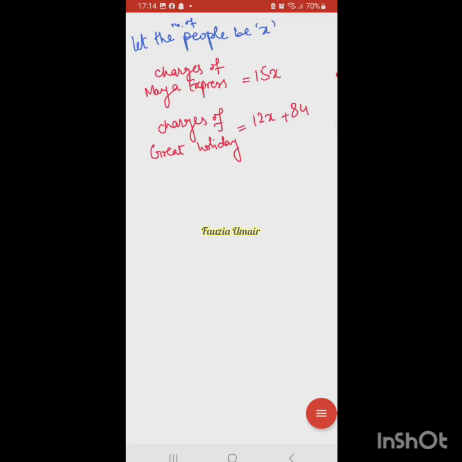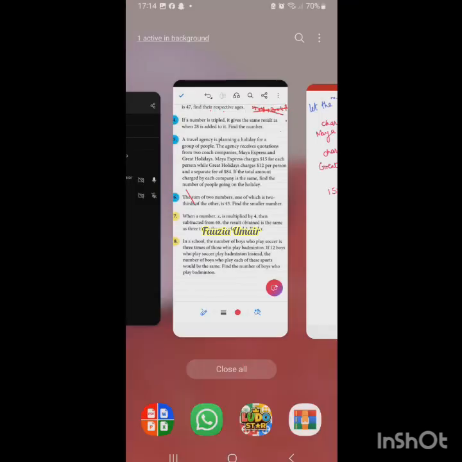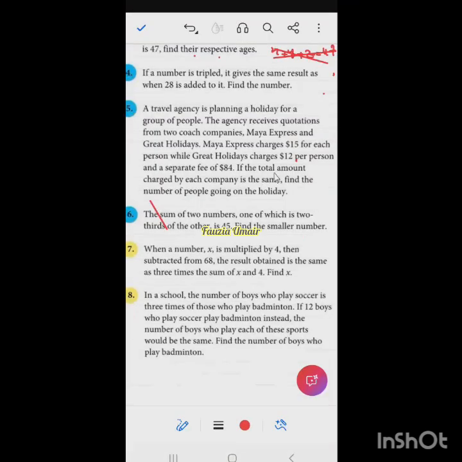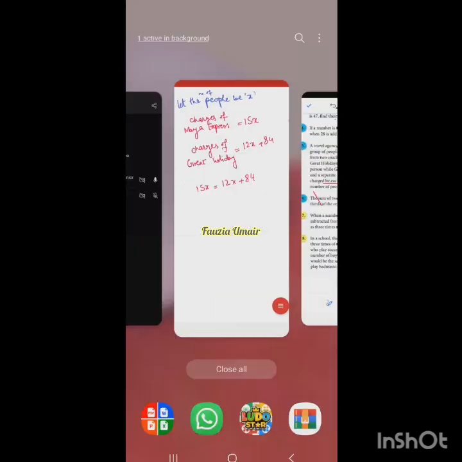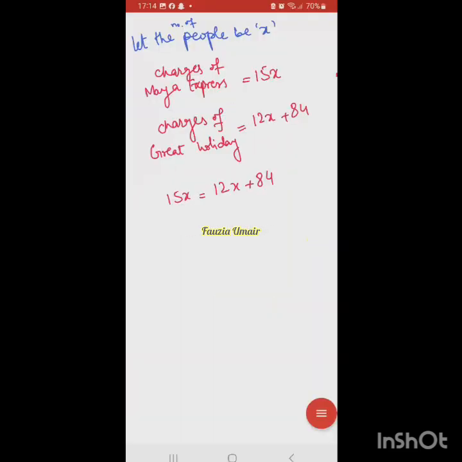ठीक है, अब ये बात समझ आया कि what is the quotation of these two? So now we need to find out the number of people when both are having the same values. It means the equation is 15x is equal to 12x plus 84। Is this clear how this equation is formed? Because they are asking in the question, if the total amount charged by each company is the same, the same word का मतलब है कि दोनों के पास आंसर सेम आ रहा है, तो हमने इसलिए दोनों को इक्वेट कर दिया है। हमने कहा है कि the charges of Maya Express is same as the charges of Great Holiday. Now we will take 12x to the other side. So this is 15x minus 12x is equal to 84.